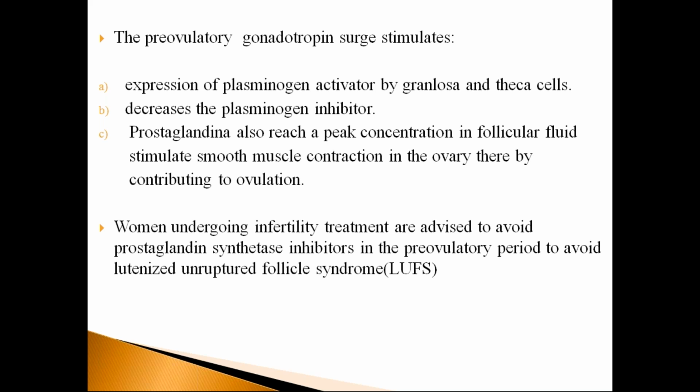So ovulation happens due to an increase in proteolytic enzymes like collagenase and plasmin, which make the follicular wall thin. And due to the LH surge, there is expression of plasminogen activator and a decrease in plasminogen inhibitor, which increases the plasmin concentration. It also increases the prostaglandin concentration, which causes contraction of the smooth muscle in the ovary.